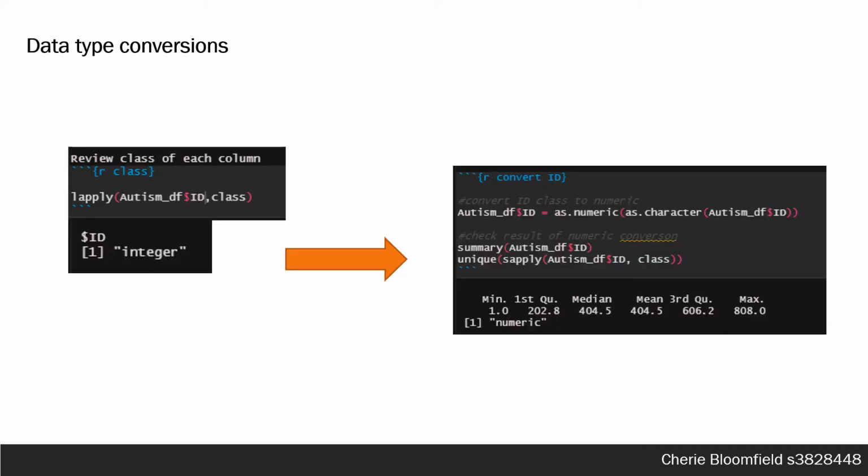Currently, the data set had correct data types applied. This meant that categorical columns were correctly assigned as factors, number columns were correctly assigned as numeric, and the ID field is assigned as integer. This was reviewed using the lapply function. As an example to show how to convert a data type, the as.numeric function was used to change the integer field to a numeric data type.